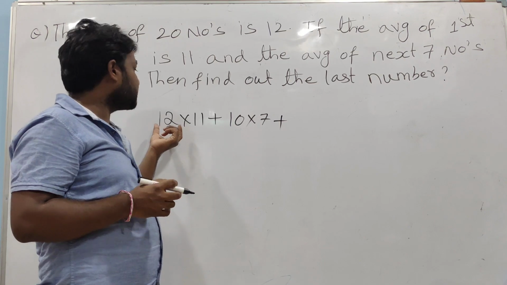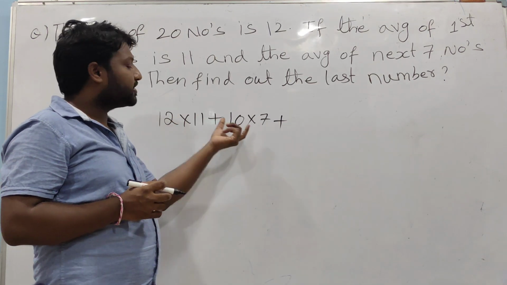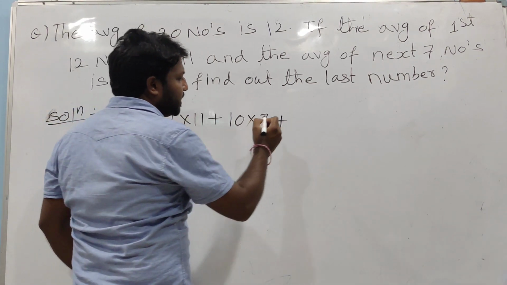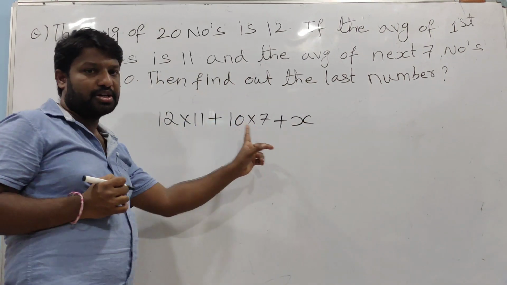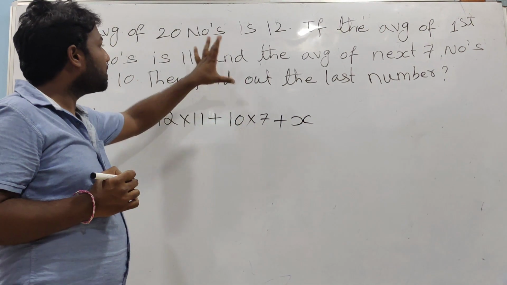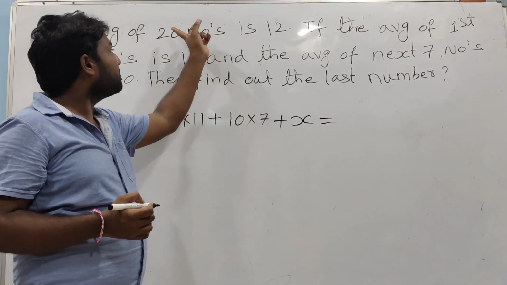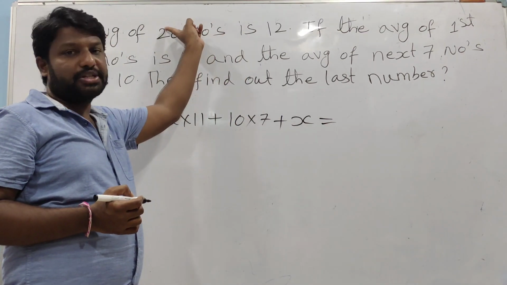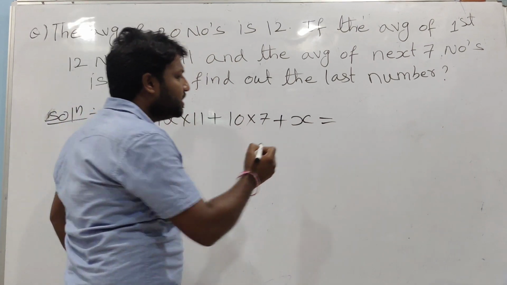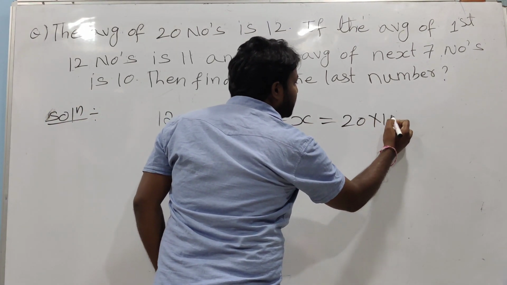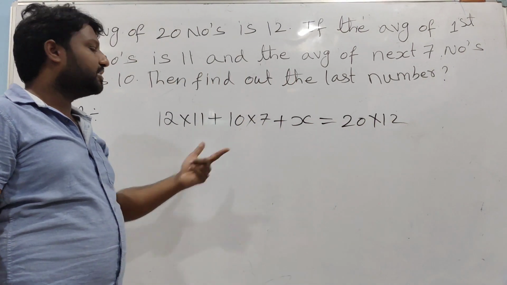The first 12 numbers' sum is nothing but 12 into 11, and next 10 into 7. The next remaining number I am taking as x. Total 20 numbers, I am taking the sum of all these 20 numbers. So the sum of these 20 numbers is how much? Average is 12, observations is 20. So sum will be 20 into 12. From here I will find the x.